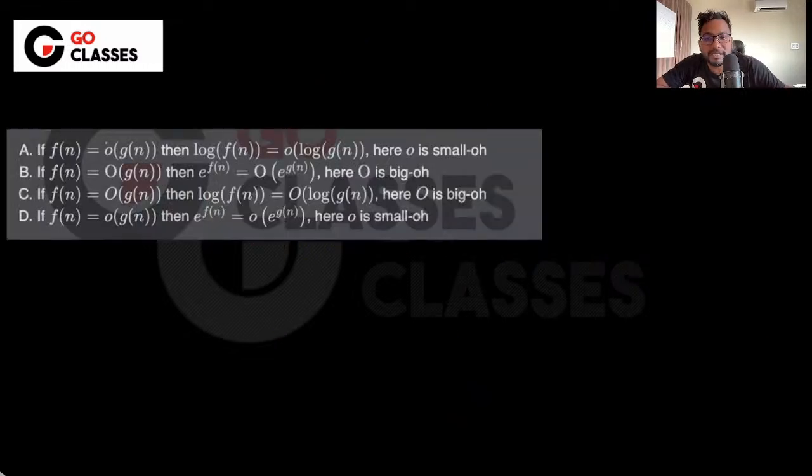So if initially g(n) is strictly greater, after taking the log, is it strictly greater? No, right? Big O I think I have not given as an option, but yes, so A is basically false. Is this understood? A is false here.